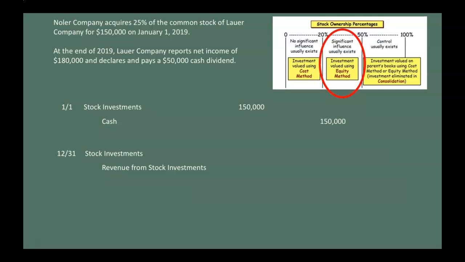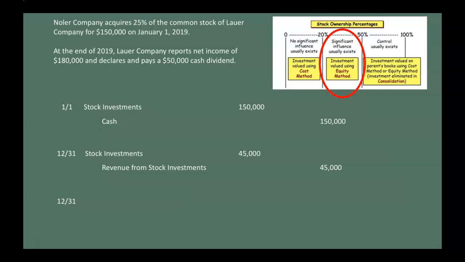Now, we don't receive all $180,000. That was their total net income. We own 25% of that business. So we take $180,000 times 25%, and we get $45,000. So we toss the $45,000 in there for our journal entry.